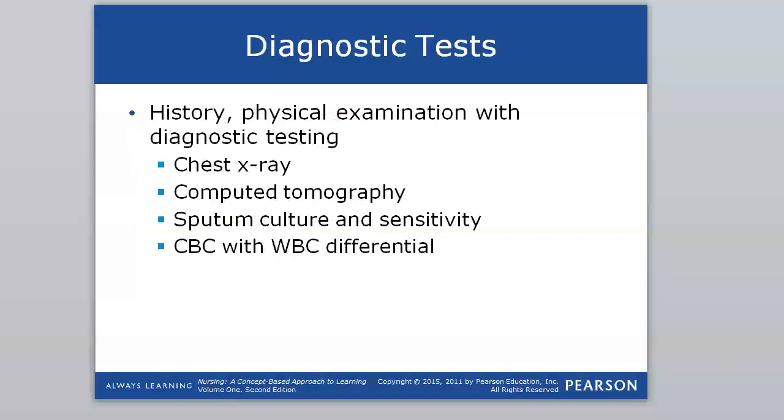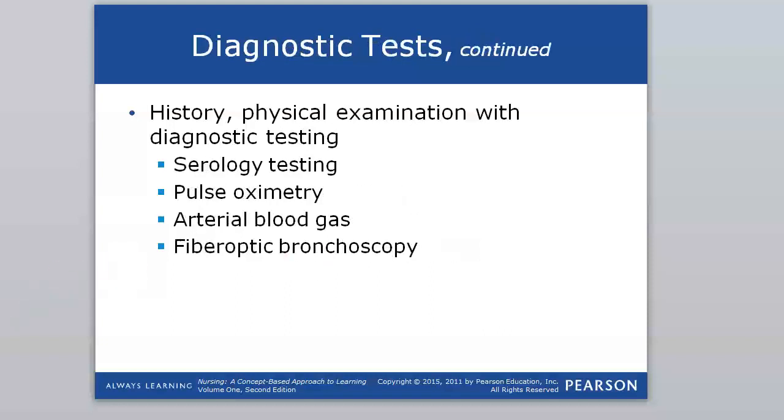Other types of diagnostic testing: chest x-rays, CT scans, sputum culture and sensitivity, and CBC with WBC differential. If it's caused by a bacterial infection, we're going to see specific white blood cells elevated during the exacerbation of their infection. History, physical exam with diagnostic testing, serology testing, pulse ox, arterial blood gases, and possible bronchoscopy.